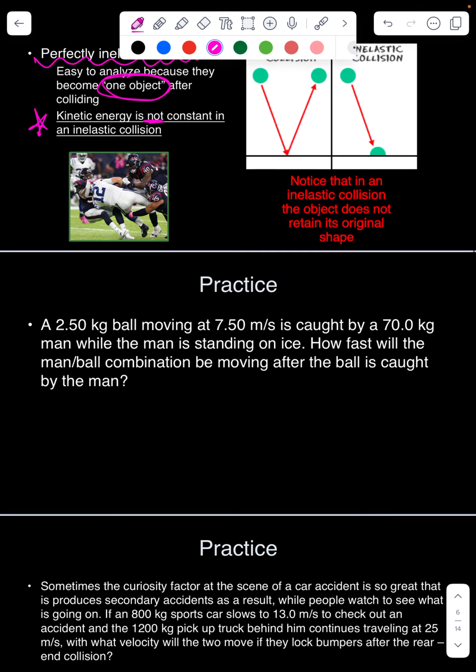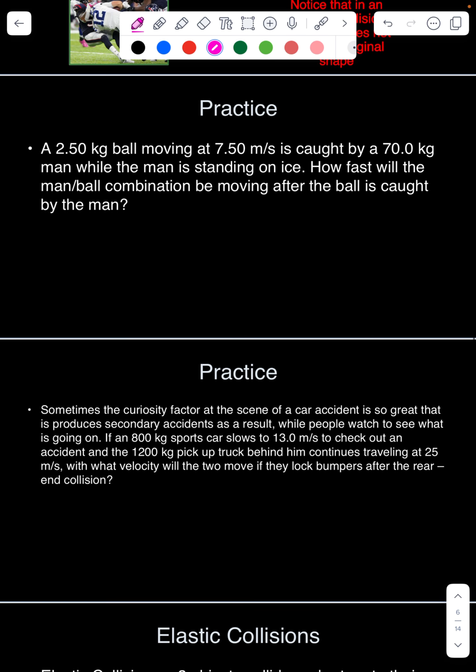Here is our first practice problem. We have a 2.5 kilogram ball moving at 7.5 meters per second that is caught by a 70 kilogram man while the man is standing on ice. In our scenario, we have this man who is standing on ice. The ball, we're going to say a football, is thrown at him.